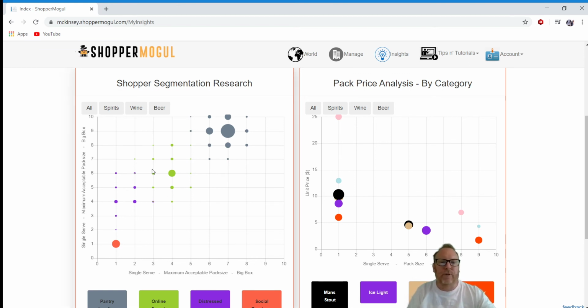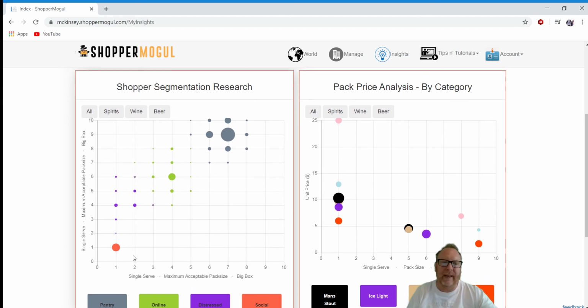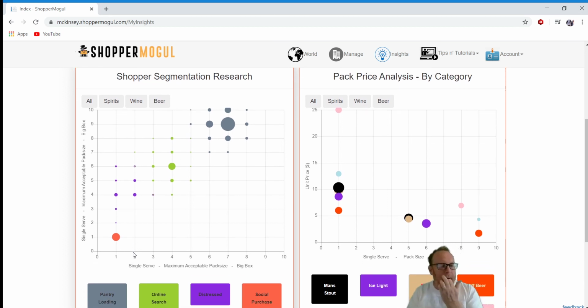So on the left, we can see a bubble chart that shows us where the demand is within the market. On the right, we can see a bubble chart that shows us all of the packs that are currently in the market and which ones are making most money. So if we start on the left, what we can see is that all the demand in the market is coming from a number of spaces.